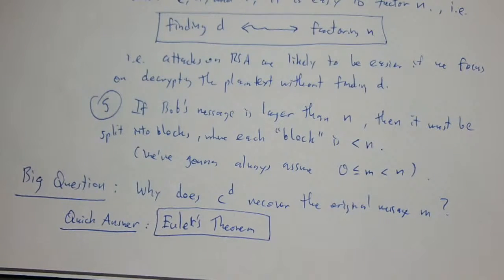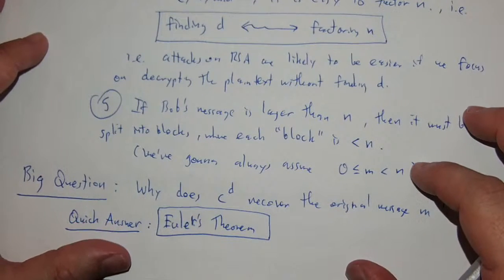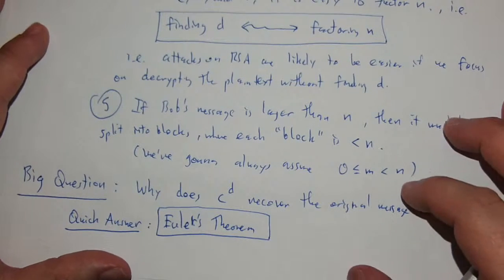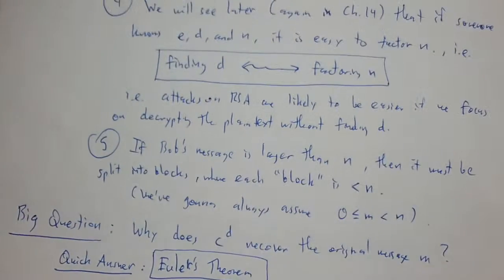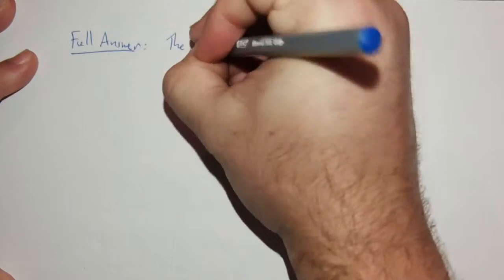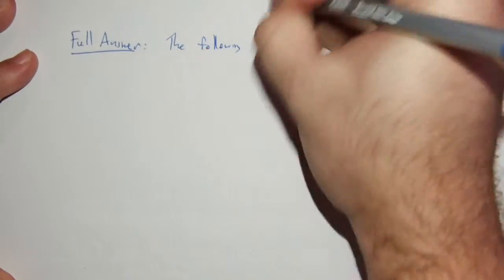Okay, which is why we had to talk about Euler's theorem before we talked about this stuff. So that's the quick answer to why this process is actually reversible: it's because of Euler's theorem. The longer answer is a statement of a proposition. The full answer is the following proposition, which is a corollary of Euler's theorem.